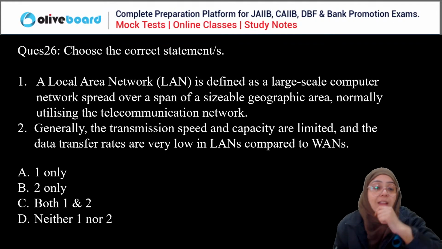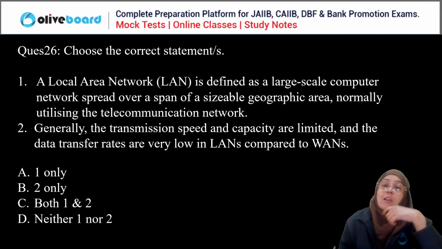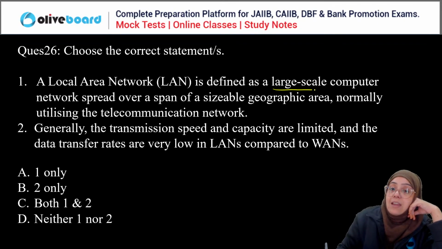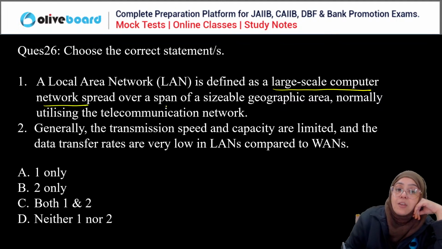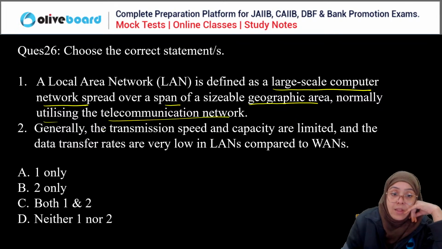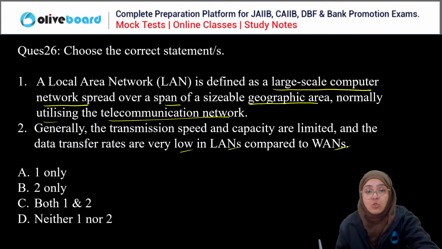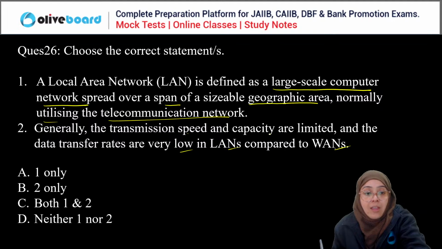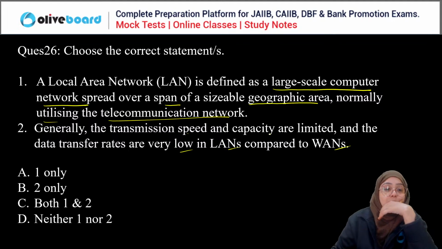Next, we have to choose the correct statement here. A LAN, local area network, is defined as a large scale computer network spread over a span of sizable geographical area, normally utilizing the telecommunication network. Generally, the transmission speed and capacity are limited and the data transfer rates are very low in LAN if we compare it to WAN. We have to choose the correct statement here, guys, everyone.